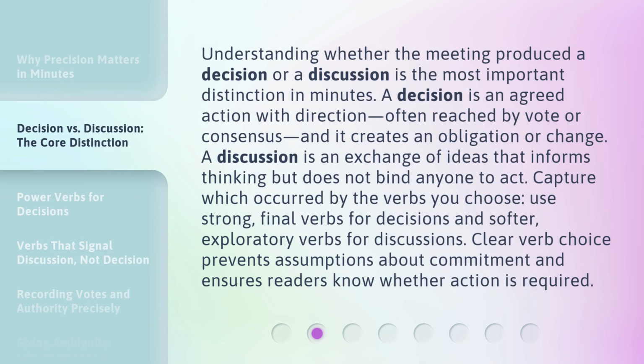Understanding whether the meeting produced a decision or a discussion is the most important distinction in minutes. A decision is an agreed action with direction, often reached by vote or consensus, and it creates an obligation or change. A discussion is an exchange of ideas that informs thinking but does not bind anyone to act. Capture which occurred by the verbs you choose. Use strong, final verbs for decisions and softer, exploratory verbs for discussions. Clear verb choice prevents assumptions about commitment and ensures readers know whether action is required.